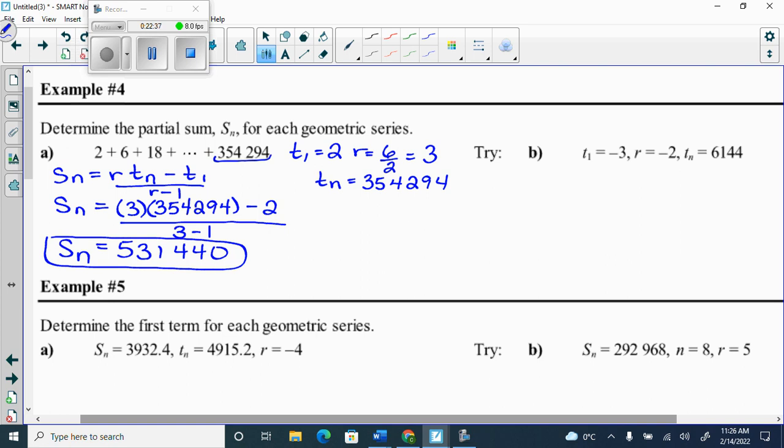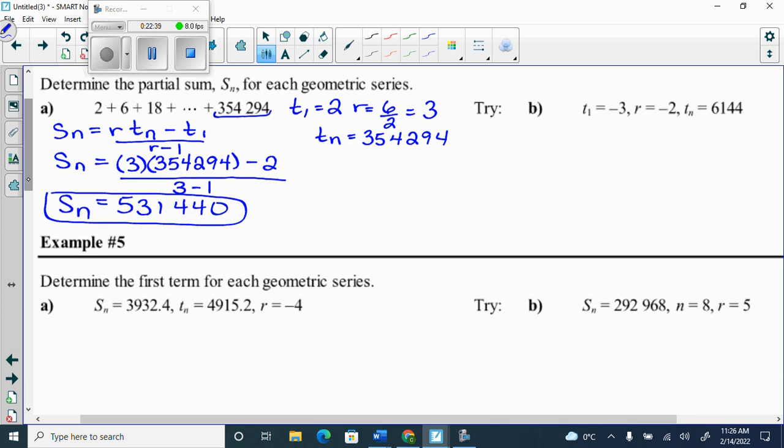Okay, you guys are trying example 5. What's happening in example 5? I give you Sn, Tn, and r, which is -4, but I'm looking for what? The first term of the geometric series, so I know I have 2 options. I'm going to pick the one with Tn. Then I'm going to look here. I give you Sn, I give you n, and I give you r. So this one I'm going to actually pick the one with n. Try them out.